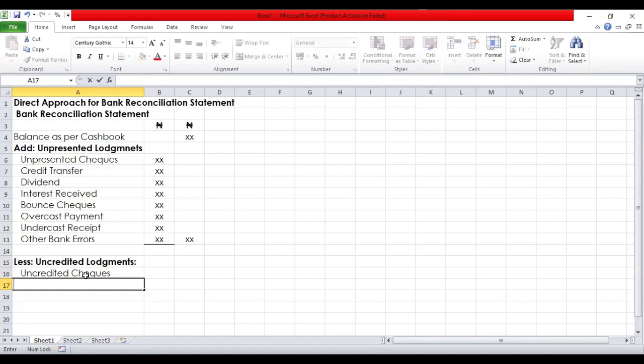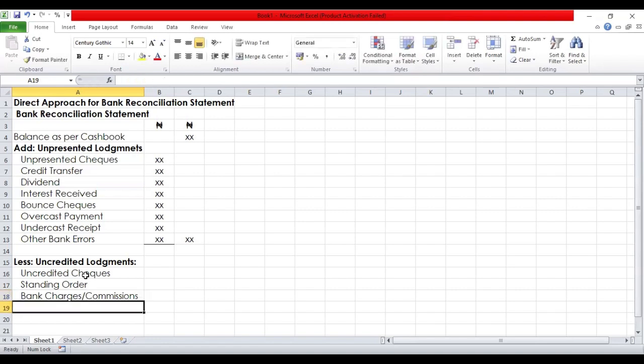We have standing order. We have bank charges slash information. We also have check. Dishonored check.